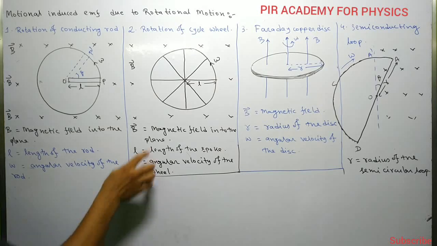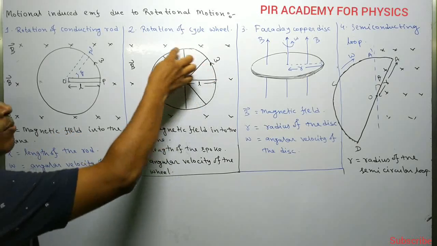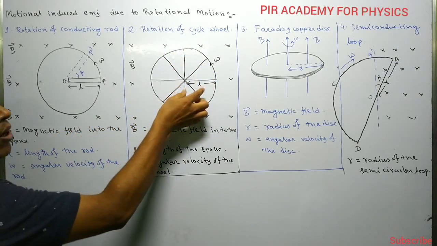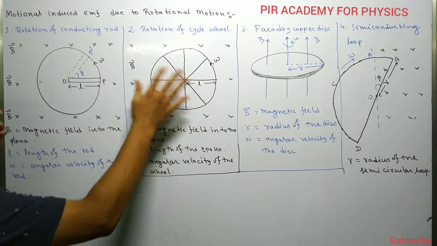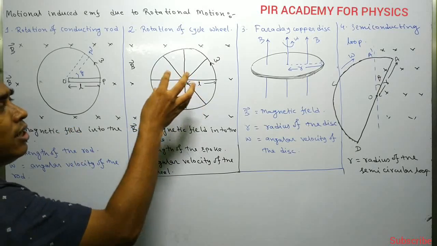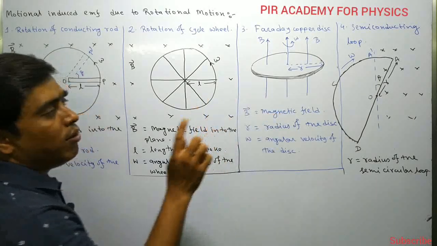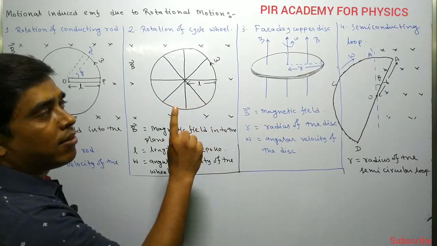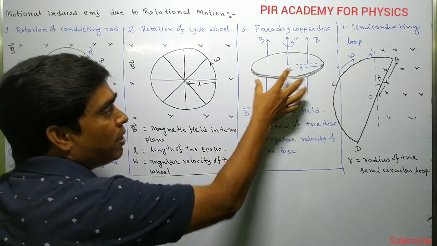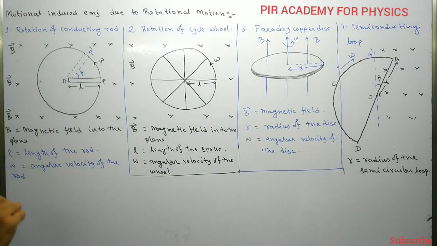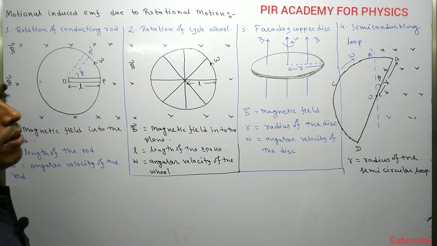Number 2 is rotation of a cycle wheel. A cycle wheel has spokes. There are many spokes on a cycle wheel. This cycle wheel is rotating in a uniform magnetic field perpendicular to the direction of the magnetic field. Then what will be the induced EMF on this cycle wheel? And number 3: if you rotate a copper disc in a uniform magnetic field perpendicular to the direction of the magnetic field, then what will be the induced EMF or induced current on this disc? This disc is also called a copper disc or Faraday copper disc.